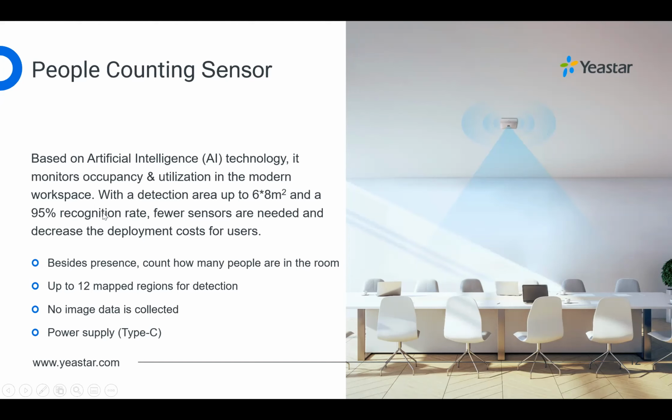You guys can see the recognition rate is pretty high, pretty accurate. All right, and it can cover an area up to 6 by 8 square meters. That's big, right? I believe for most meeting rooms, one people counting sensor will be enough. So how can this people counting sensor be associated with our platform to realize some functionalities?